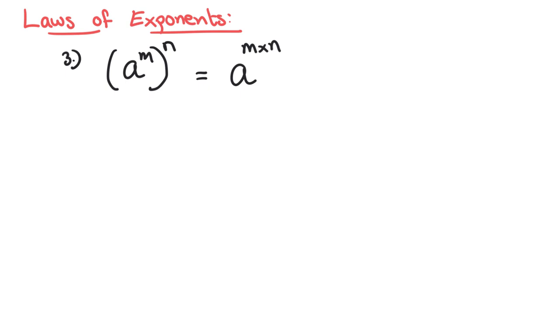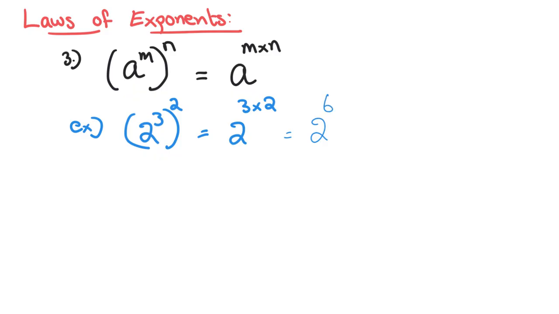Let's look at some examples. Example. 2 to the power 3, the whole thing raised to the power 2, is 2 to the power 3 times 2, which is 2 to the power 6. Understand?